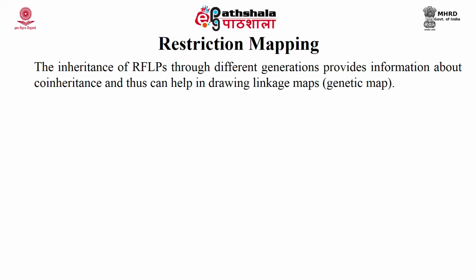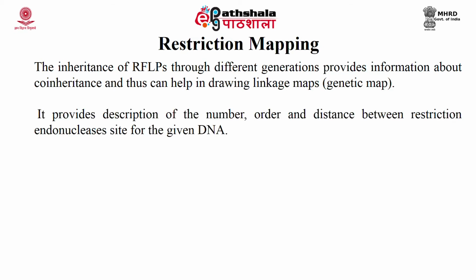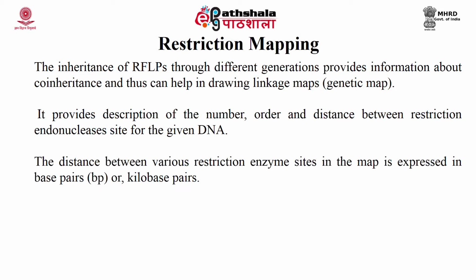Restriction mapping. The inheritance of RFLPs through different generations provides information about co-inheritance and thus can help in drawing linkage maps, which are also called genetic maps. It provides a description of the number, order, and distance between restriction endonuclease sites for the given DNA. The distance between various restriction enzyme sites in the map is expressed in base pairs or kilobase pairs.